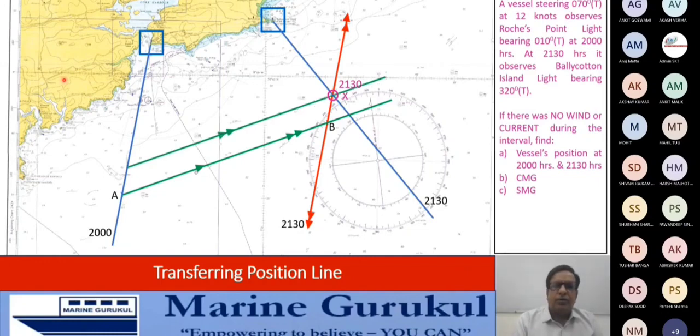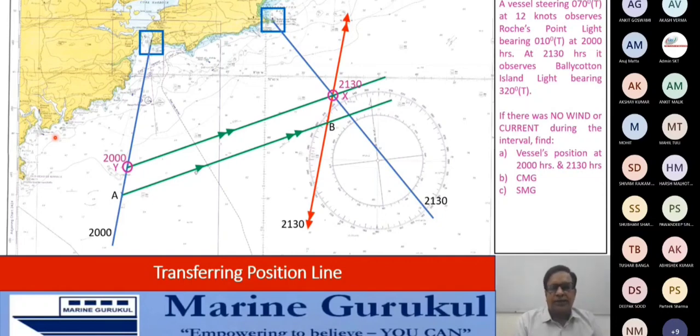Now this one. So that means the vessel would have basically traveled along this track, which is the CMG track, and at 2130 reached out here. So that means the vessel would have been here at 2000 hours. So where this CMG transferred through point X cuts the 2000 hour PL, this becomes the 2000 hour position.